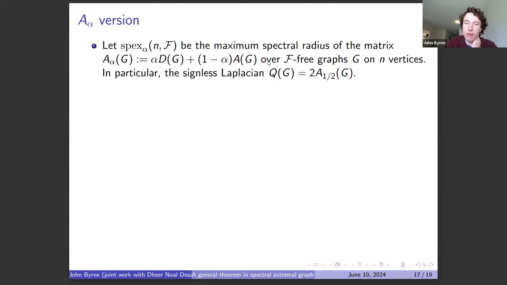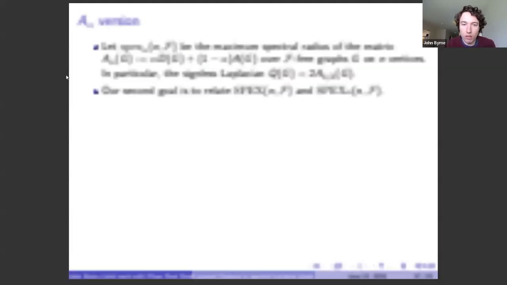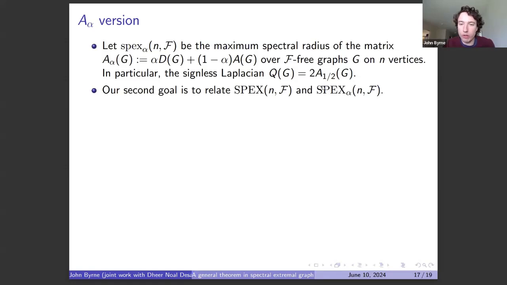And there are many results like maximizing the spectral radius of the signless Laplacian over F-free graphs. So if we can prove something for the A alpha matrix, then it also captures many existing results. And in recent years, there's been a large literature on spectral extremal problems for this A alpha matrix. So what we wanted to do was relate SPEX alpha, which is defined analogously to the spectral extremal graphs, and the actual spectral extremal graphs, in other words, using alpha equals 0. So what assumptions on F can we use to say that these two problems are the same?